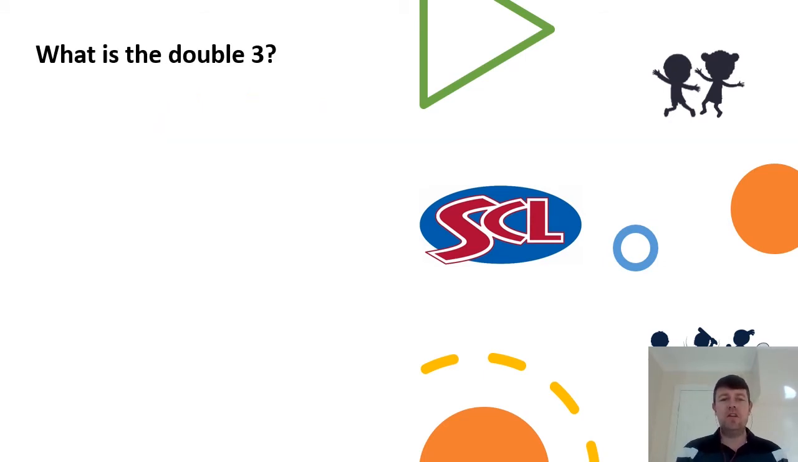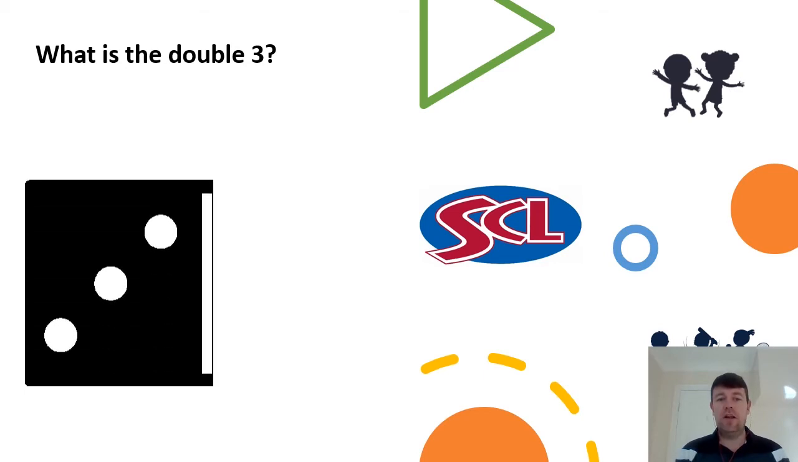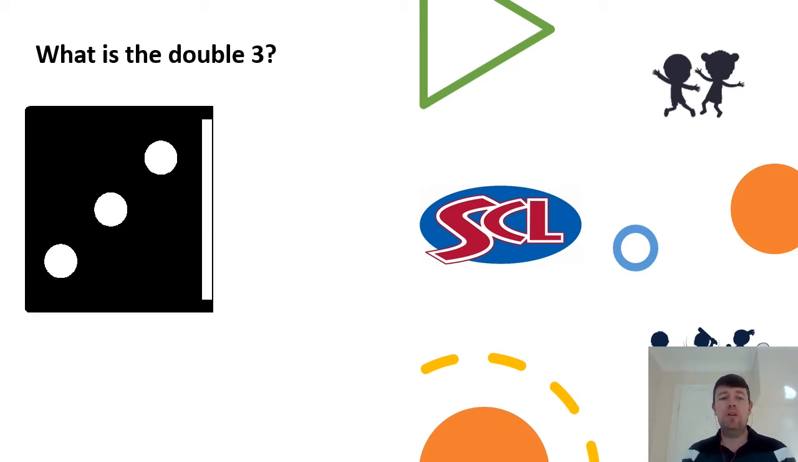So if we had a question that said, what is double 3? Here's how we use our dominoes. We take our first side of our domino and we draw 3 dots. So I'd like you to do that now. Take your first set of domino cards and on one side of that domino, put 3 dots.